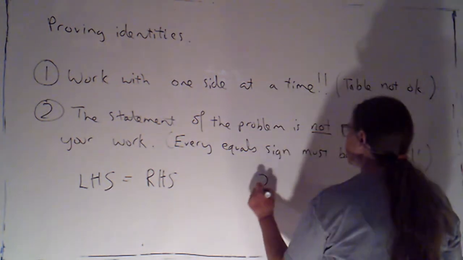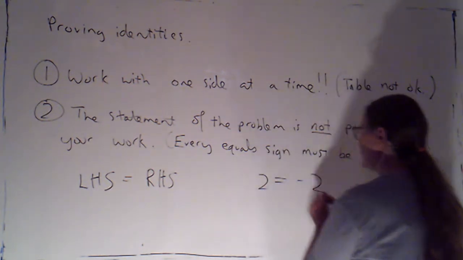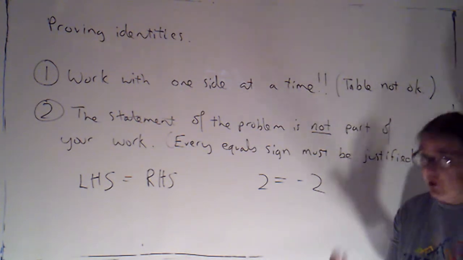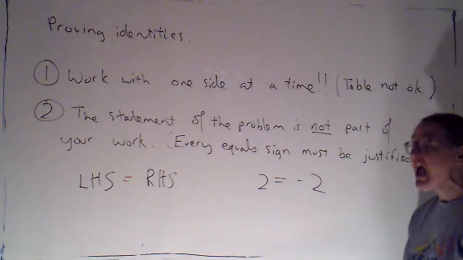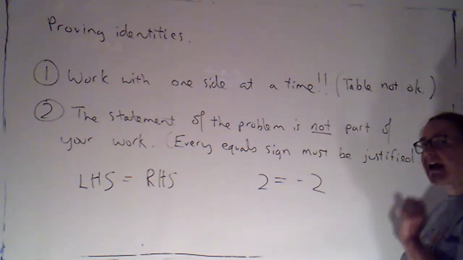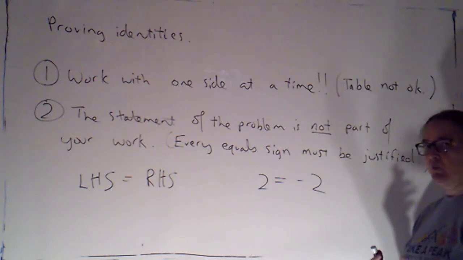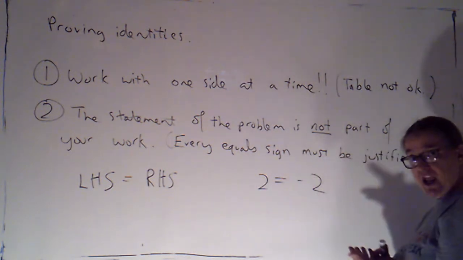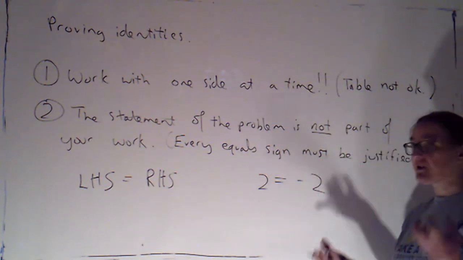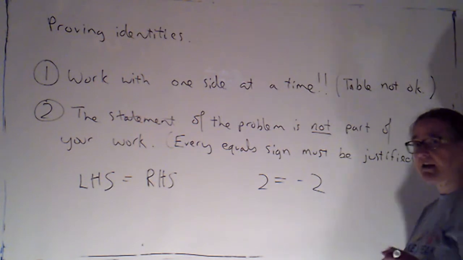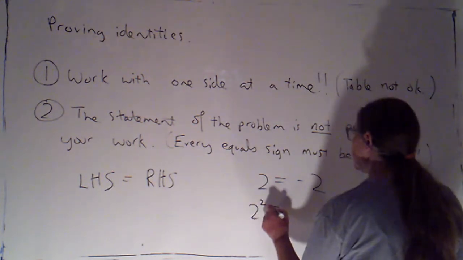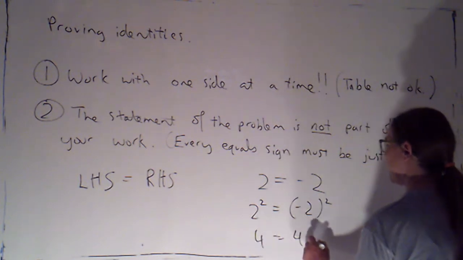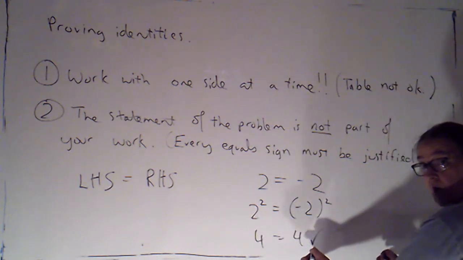Okay. Let's suppose I was asked to prove that 2 equals negative 2. Well, I can't prove that because that is false, right? Okay. But whenever I do have an equation that's true, I know that I'm allowed to change both sides of the equation, as long as I do the same thing to both sides. So what if I squared both sides here? I get 4 equals 4. Now that is true. Okay?